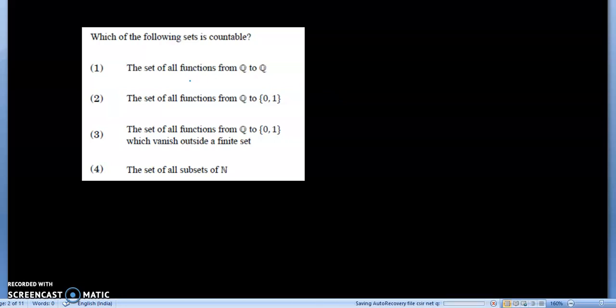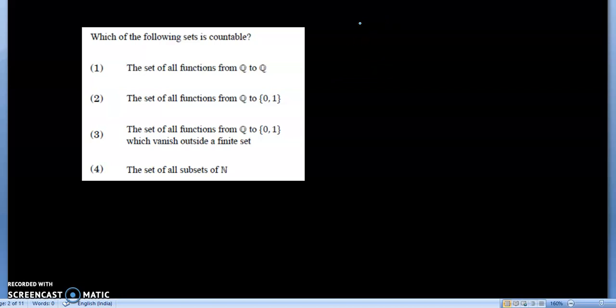Now this is one of the most important questions which comes in the NET exam almost every year. It also comes in the GATE exam. So this is a cardinality question. Almost every year this type of question has come. Before starting this question, I have to give an example.